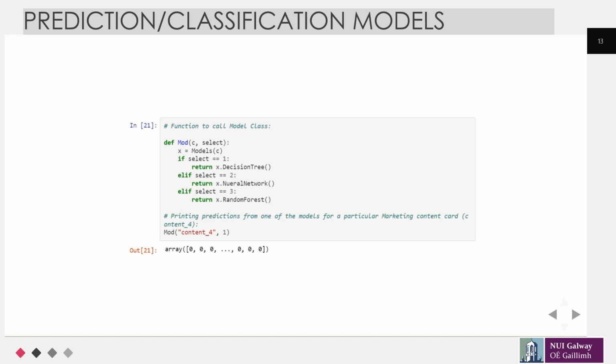This function is used to call all the model classes. Again, just pass the content card name to build models on the data. Here we are passing content_4 and we get the output for that model.